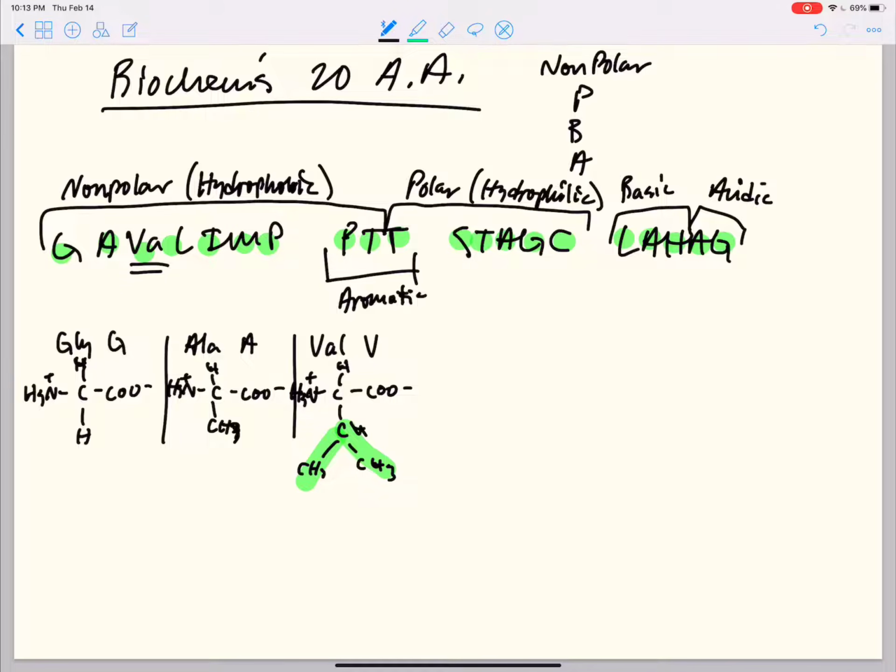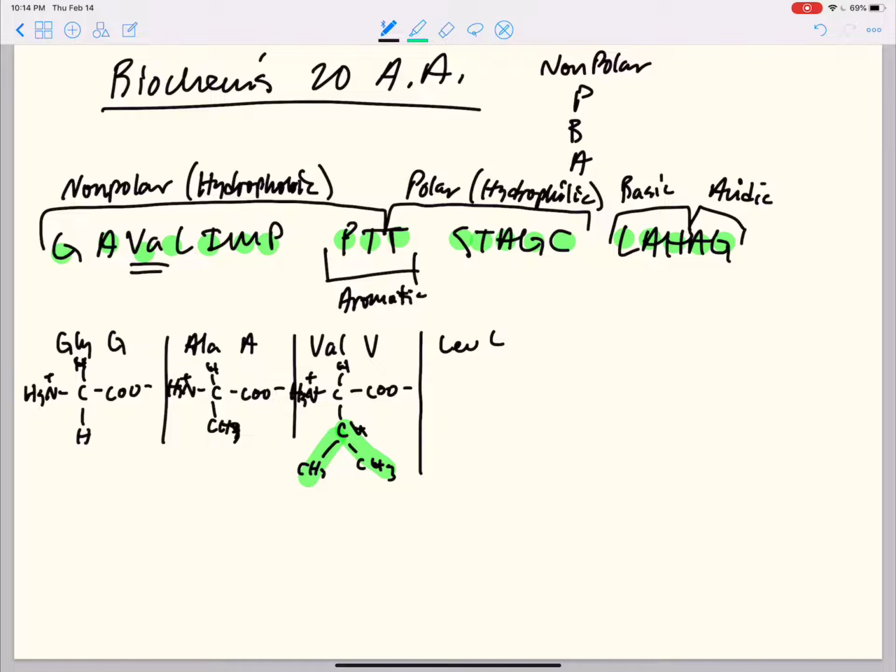If you're drawing skeleton structures, you can go from here. That's your H3N. This is your CO minus, and then you make another V. And these 3 down here are all carbons. So that makes your V there. However, I recommend drawing it as a Fisher projection until you know them like the back of your hand.